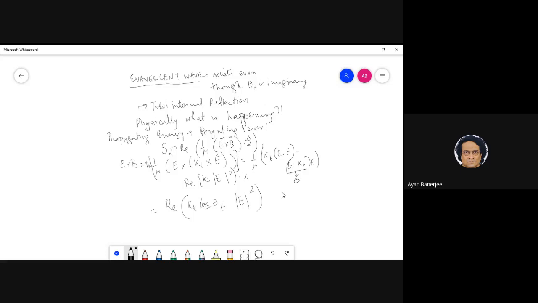Yes. And what is the real part of cos theta T? That is purely imaginary. What is the real part? 0. Sz is 0. Where is your conservation of energy gone, Rohan? This is clearly telling you there is no propagating energy in the evanescent wave.